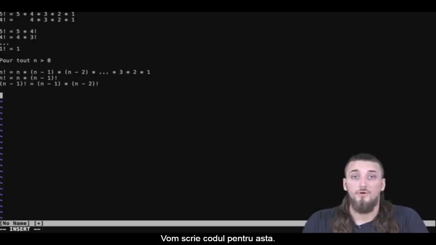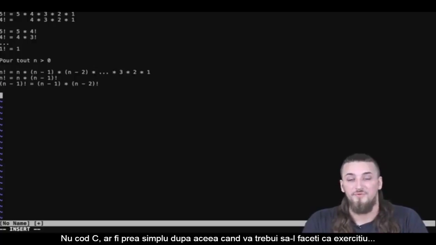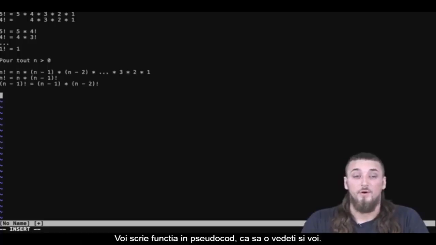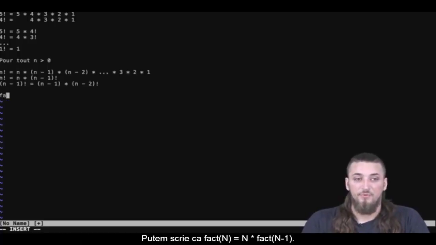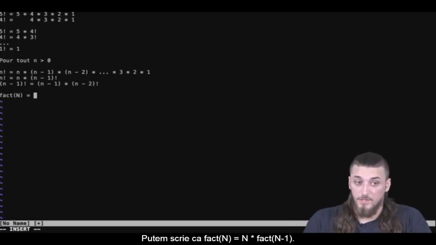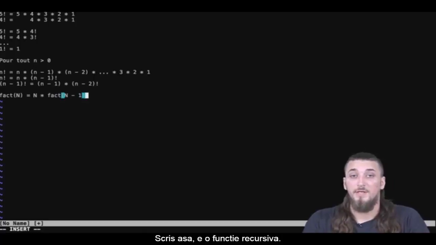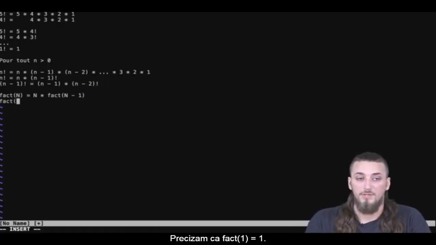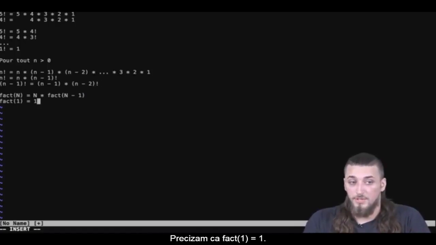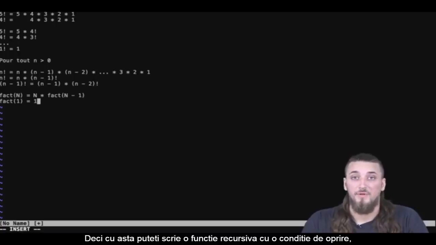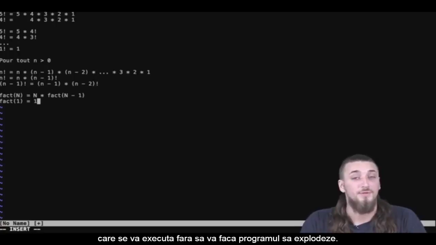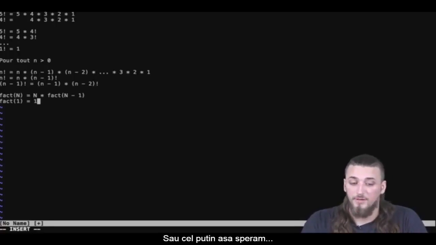I'm going to show you recursion in code. Not in C though, that'd be too easy, but in pseudocode. We can write that the function fact(n) is equal to n times fact(n minus 1). Therefore, it's a recursive function and it needs a stopping condition. As you know, the factorial for 1 is equal to 1. From this example, you should be able to build a recursion with a stopping condition that will execute without making your program explode. At least I hope so.